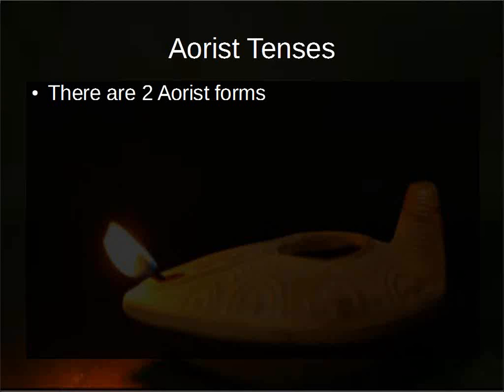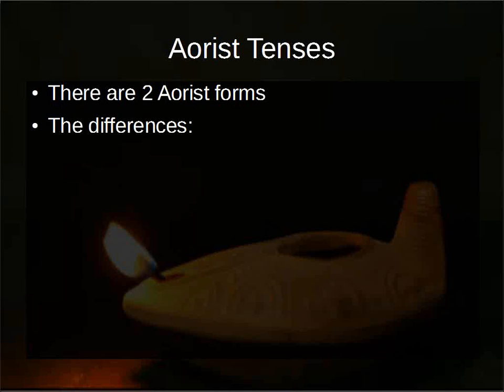Because there's two ways of expressing the past form. There's one way where you just simply add ed at the end of it, or you have to change the word, okay? Just like child and children, man and men, and so forth. So that's why we have two aorist forms, known as the first aorist and the second aorist, all right?